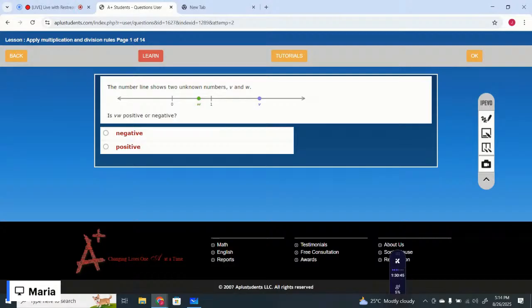Okay, the number line shows two unknown numbers v and w. Is vw positive or negative? So the product of two positive numbers.